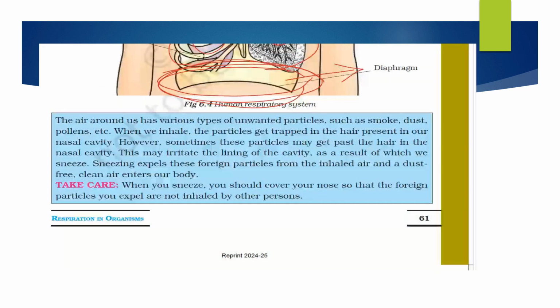Now you see, all of a sudden when some foreign particle enters your nose, what do you do? You sneeze. Why do we sneeze? The air around us has various types of unwanted particles such as smoke, dust, pollen, etc. When we inhale, the particles get trapped in the hair inside our nasal cavity. However, some may get past the hair in the nasal cavity and irritate the lining of the cavity, as a result of which we sneeze. Sneezing expels these foreign particles from the inhaled air, and clean, dust-free air enters the body.